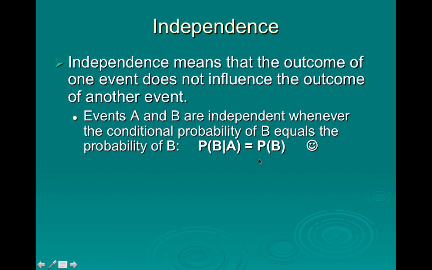The reason why this works is because if two events are independent, then they won't affect each other. So knowing A will not affect the probability of B. So in the conditional probability, we know A here. If they're independent, then this probability shouldn't change just because we know A.